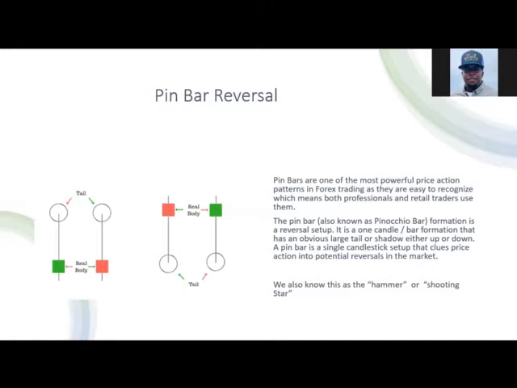A pin bar is a single candlestick setup that clues price action into potential reversals in the market. We also know this as a hammer for the bullish and the shooting star for the bearish. All right, here we have our shooting star with our tail, and we have the hammers. All right, shooting stars and the hammers, bullish and bearish pin bars.